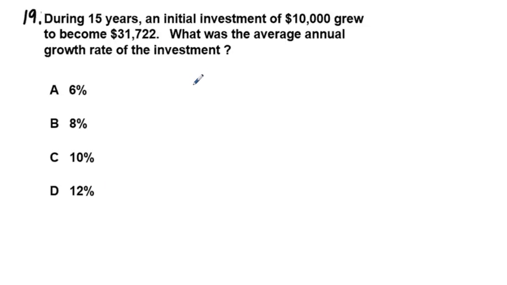19. During 15 years, an initial investment of $10,000 grew to become $31,722. What was the average annual growth rate of the investment? Well, that's back at that problem we were looking at earlier with the depreciation. It's going to be P equals P sub 0 times 1 plus R to the power of T. In this case, R is going to be a percentage. We don't know what R is, but we know everything else.